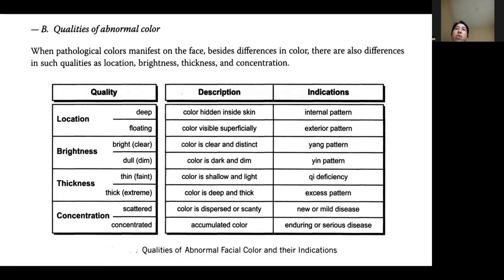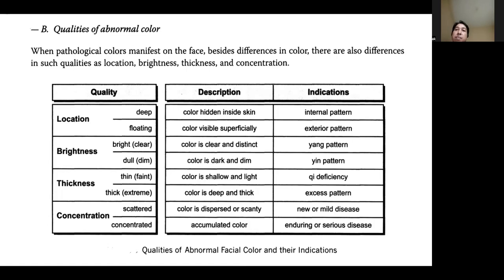Letter B, abnormal color quality. When pathological color manifests on the face, besides differences in color, there are also differences in such qualities as location, brightness, thickness, and concentration. In location, deep or floating. The description is color hidden inside the skin and color visible superficially. The indication is internal pattern and external pattern.